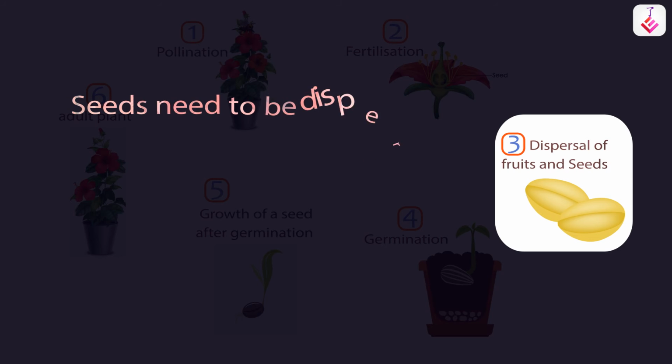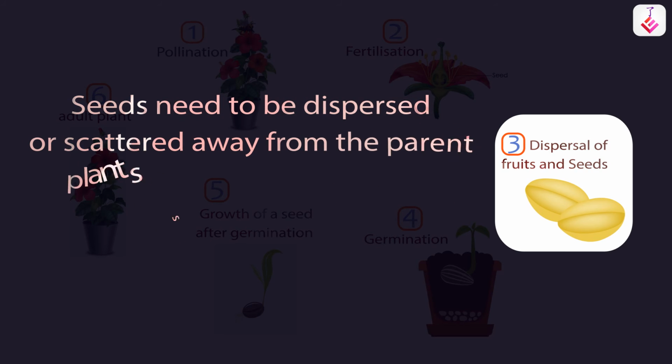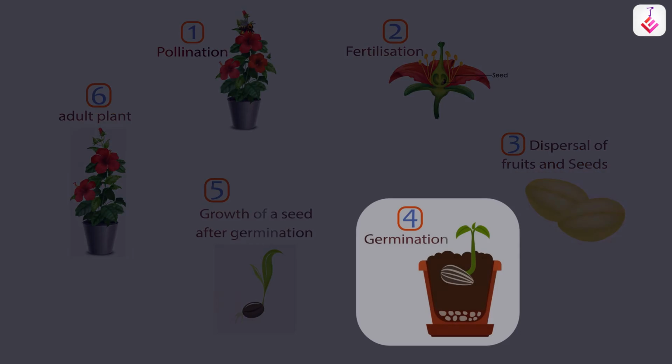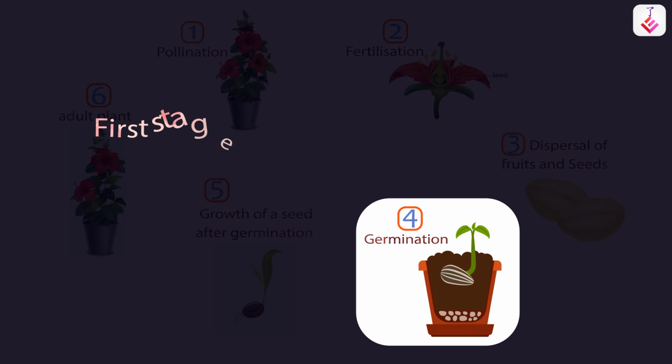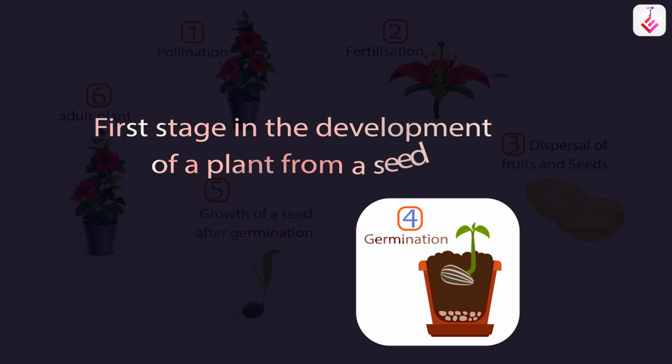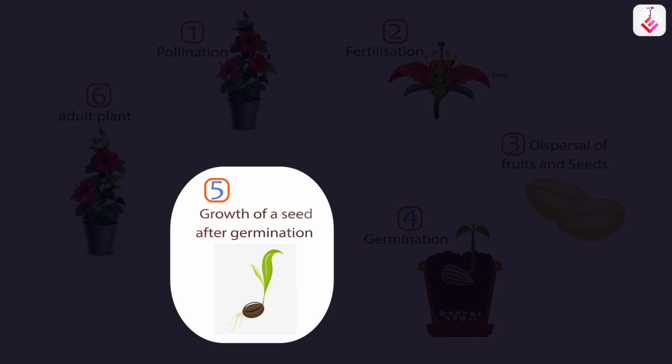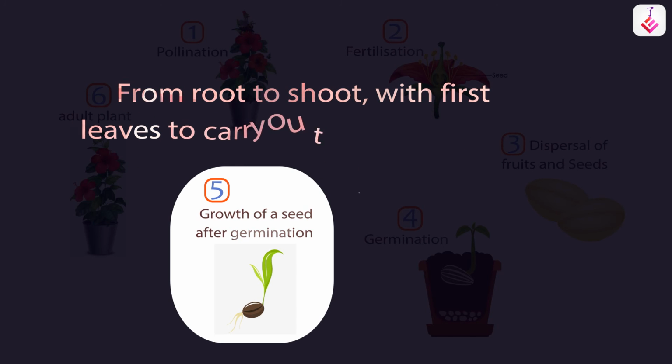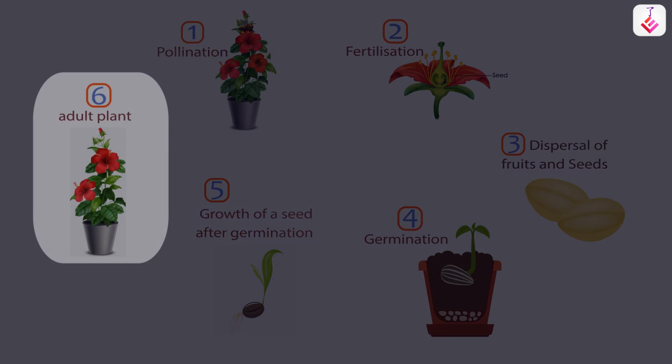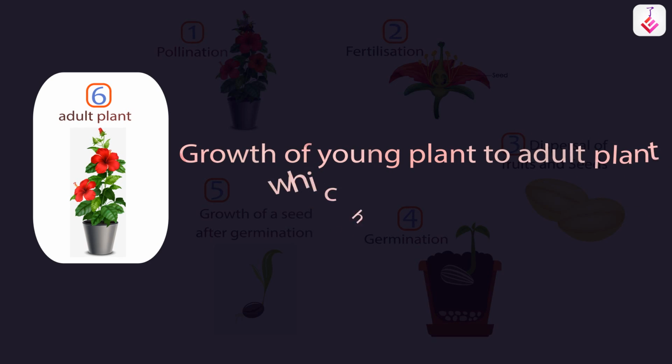Seeds need to be dispersed or scattered away from the parent plant so that they can grow. 4. Germination. First stage in the development of a plant from a seed. 5. Growth of a seed after germination, from root to shoot, with first leaves to carry out photosynthesis. 6. Growth of young plant to adult plant which starts flowering.